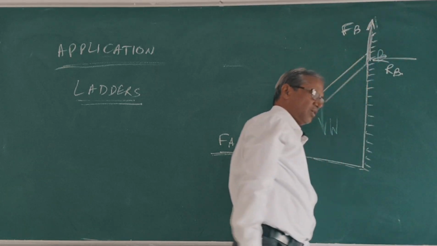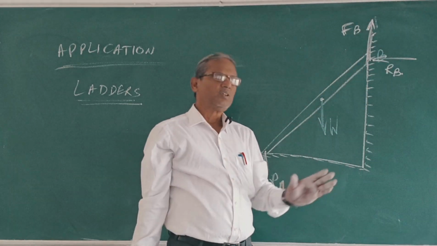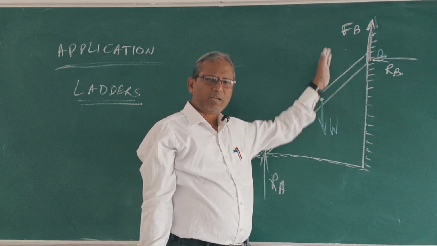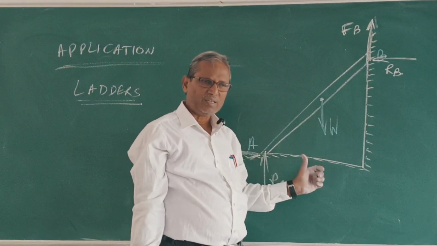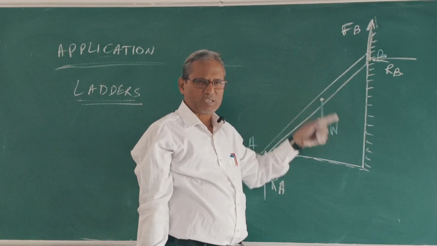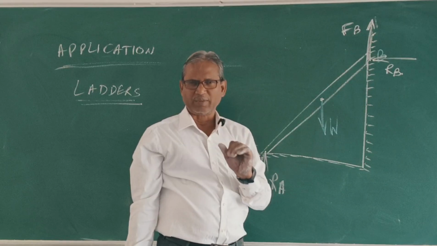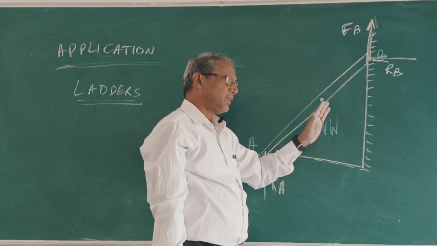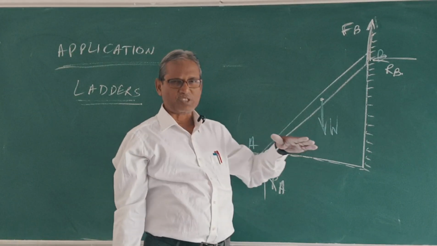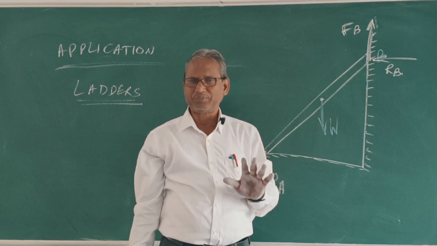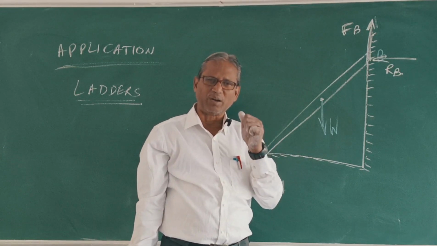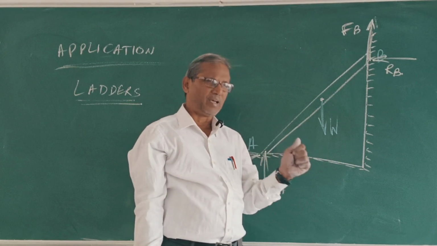Now, the ladder at point B slips downward. At A, the ladder moves away from the wall. So in both cases, the frictional force is acting. At B, the frictional force is acting upwards. At A, the frictional force is acting towards the wall. Right? Now, what is the virtual displacement of RA, RB, FA, FB?